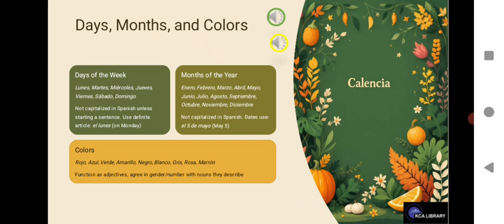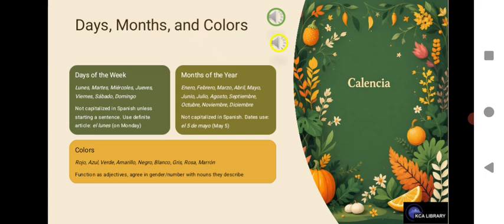Days, months, and colors in Spanish. Days of the week. Monday, lunes. Tuesday, martes. Wednesday, miércoles. Thursday, jueves. Friday, viernes. Saturday, sábado. Sunday, domingo.